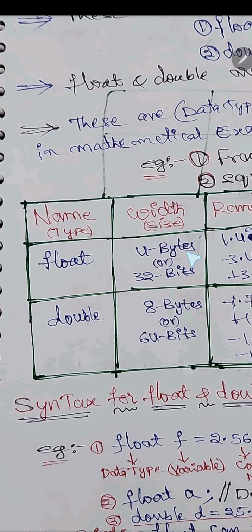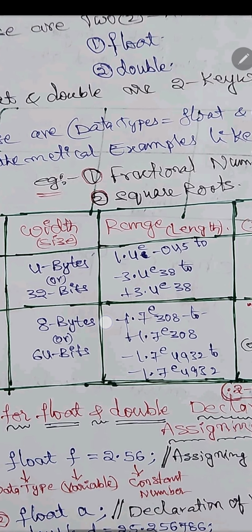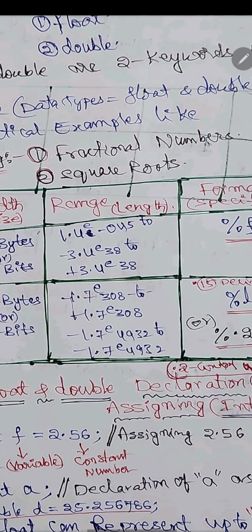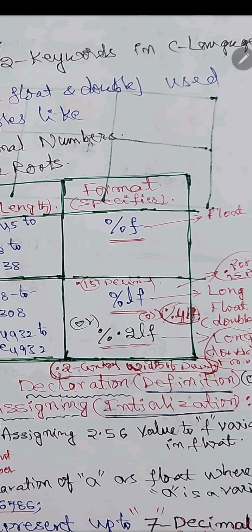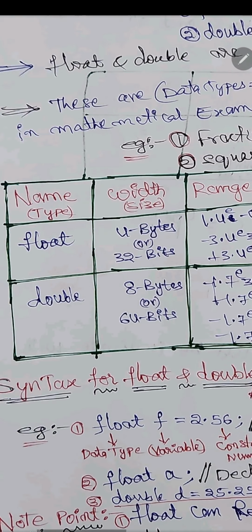1 byte is equal to 8 bits. 4 bytes means 4 into 8, 32 bits. And here the range, you can write the biggest range for that, 1.4 power e. You need not learn this by heart, you can write in your own words, no problem for that. And the format specifier is percentage f for float.